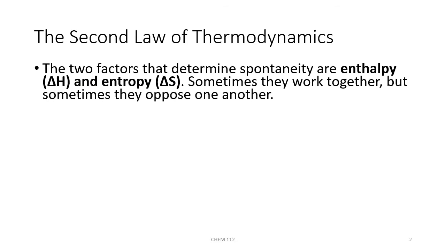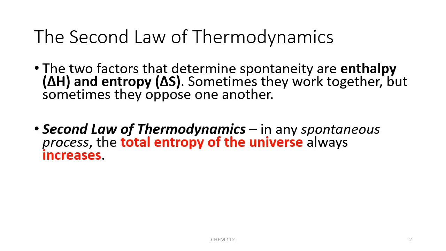The two factors that determine spontaneity are the enthalpy, or delta H, and the entropy, or delta S. Sometimes the enthalpy and the entropy will work together and sometimes they will oppose one another. This brings us to the second law of thermodynamics. It says that in any spontaneous process, the total entropy of the universe must increase. So in a spontaneous process, the disorder of the universe increases.